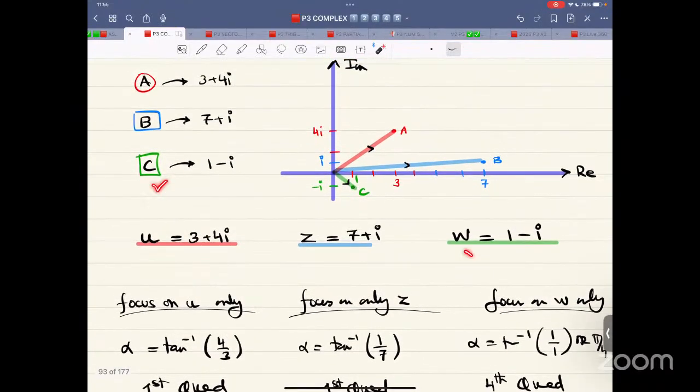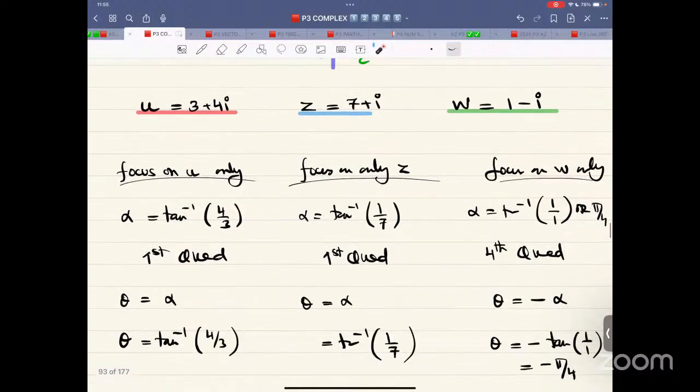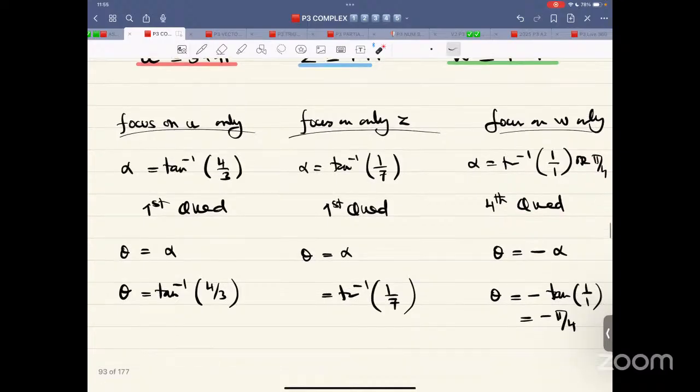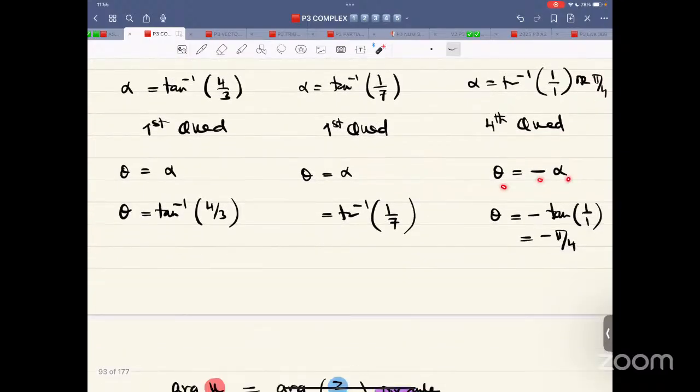Focus on W, which is denoted by the alphabet C. This is 1 and minus 1. So now we can calculate the numbers. The basic angle is pi by 4. It's in the fourth quadrant. Theta is minus of alpha, minus of tan inverse 1 over 1, minus of pi by 4. So no need to write this thing in terms of tangent because this is so easy to evaluate.